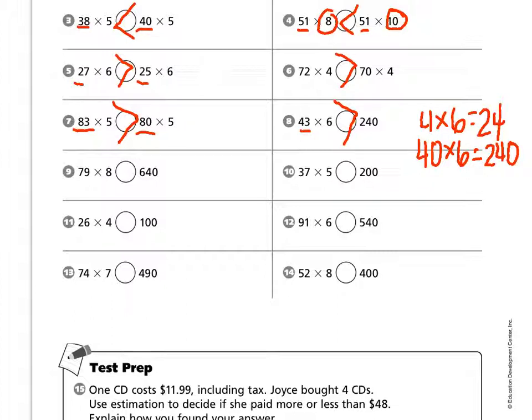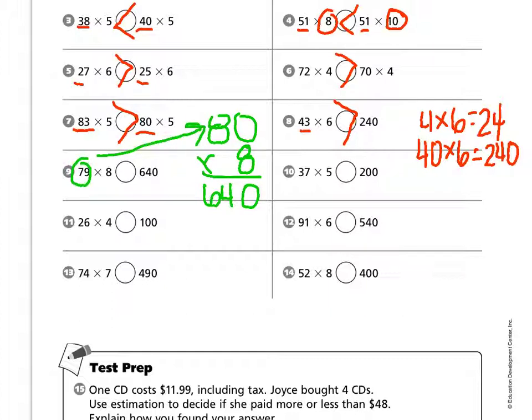Looking at number 9, I have 79 times 8 compared to 640. I know that 79 is close to 80. So I'm going to do 80 times 8, and I know that that would be 640. But 79 is less than 80, which means that it would create something less than 640. So 640 would be greater than.